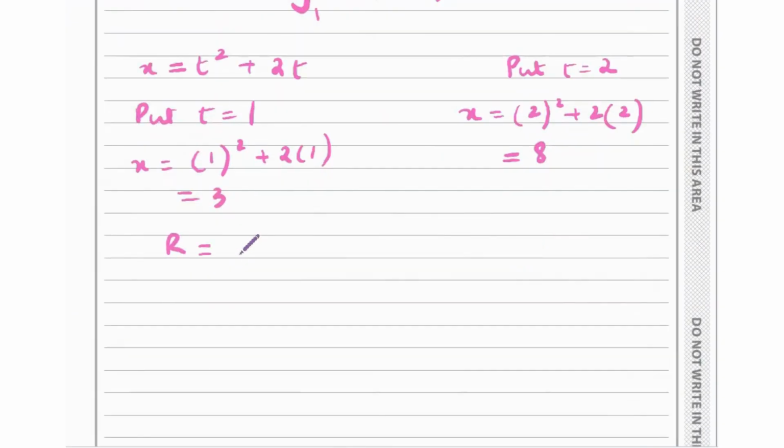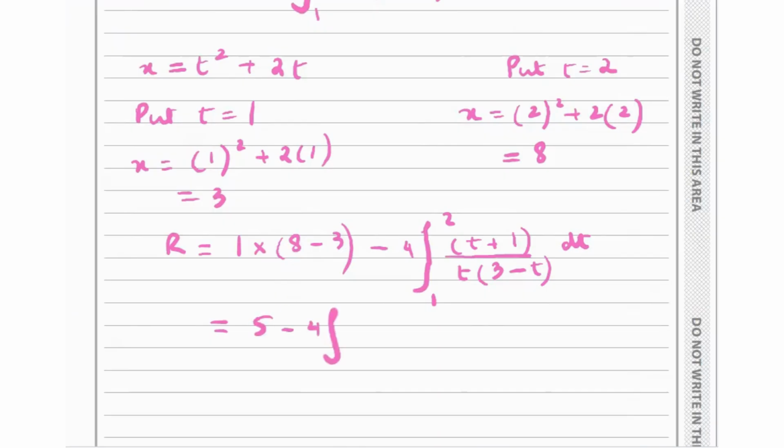So R is going to be 1 times (8 minus 3) minus 4 times the integral from 1 to 2 of (t plus 1) over t times (3 minus t) dt, which is 5. So 5 minus 4 times the integral from 1 to 2, and then we write the fraction. That is your final answer.